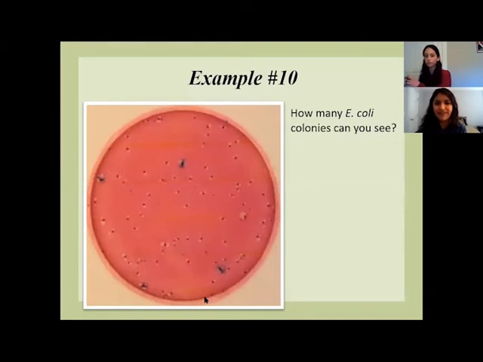All right, very good, you guys. So yes, the correct answer is 4. You'll see that we have 4 blue colonies growing within the boundaries of our medium, and those 4 have air bubbles.